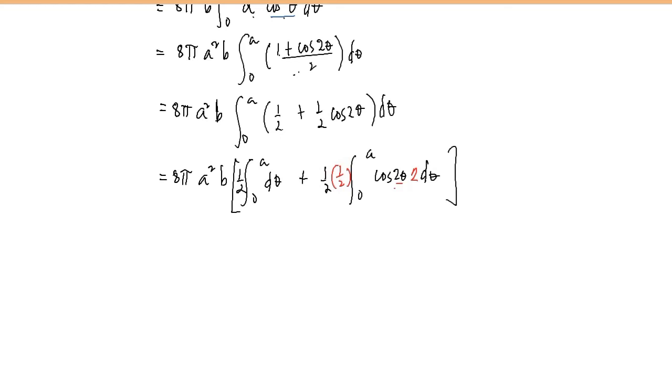So, taking the integral of this, we have 8 pi a squared b multiplied by 1/2. The integral of d theta is theta plus, we have here 1/4. The integral of cosine 2 theta d theta is sine 2 theta. Limit from 0 to a.